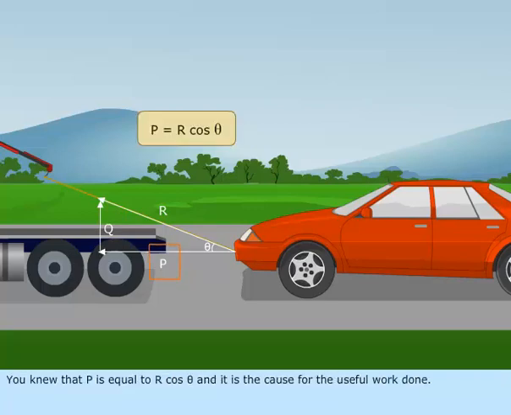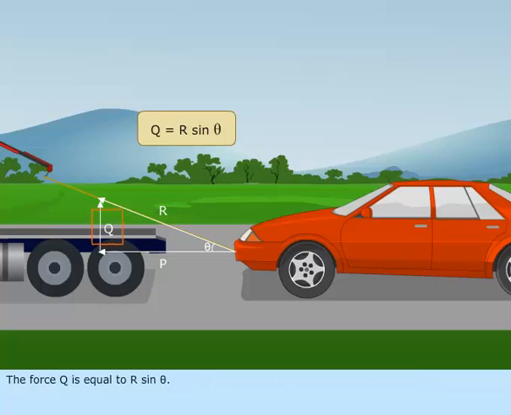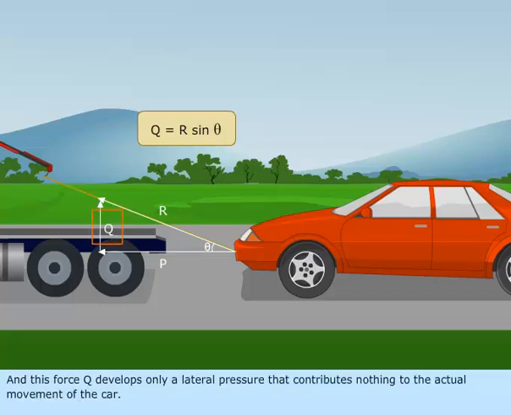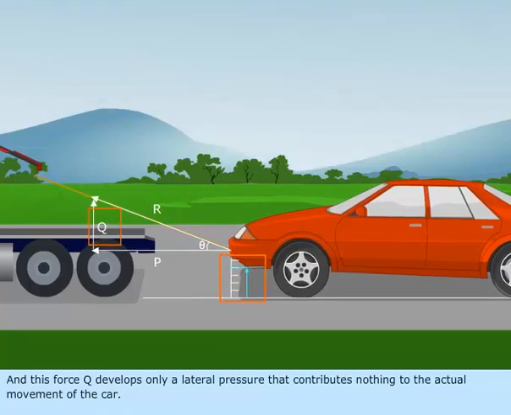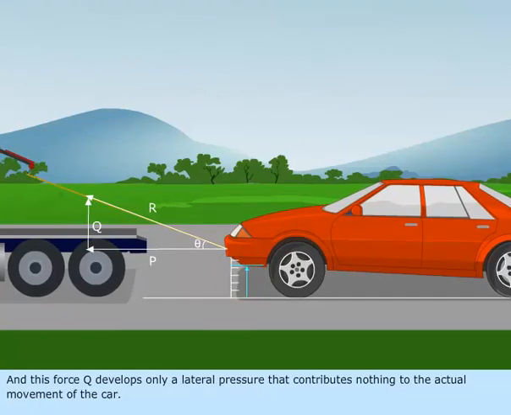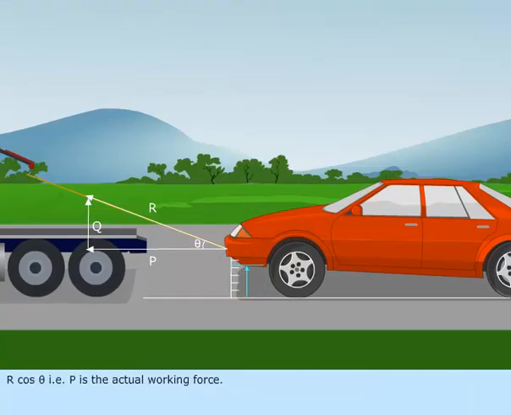You know that P is equal to R cosine theta, and it is the cause for the useful work done. The force Q is equal to R sine theta. And this force Q develops only a lateral pressure that contributes nothing to the actual movement of the car. R cosine theta, that is, P is the actual working force. Let us call this cosine theta as power factor.